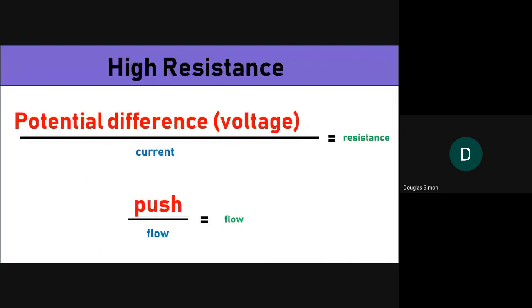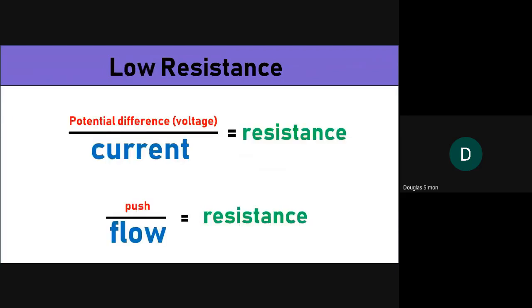So that's summarized here nicely, okay? High potential difference, small current, very high resistance. If you have a high push and a small flow, you get a high resistance. Let's look at the low resistance. A small potential difference, but a large current means a low resistance. If you need a small push and a high current or high flow, then you have a very low resistance.